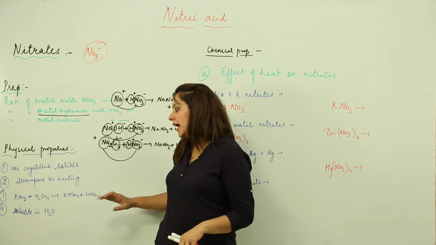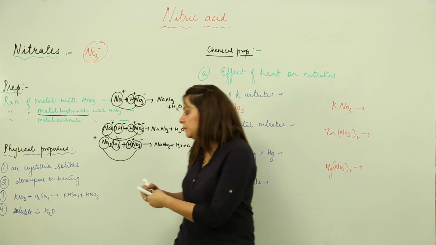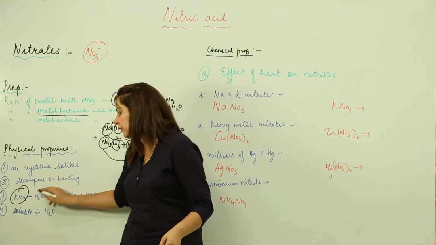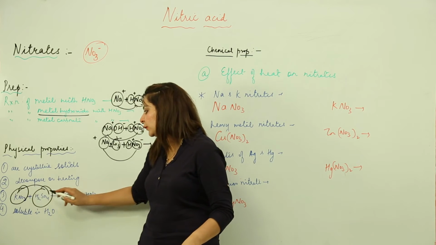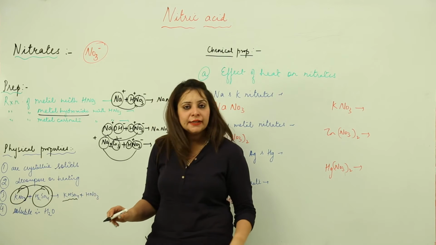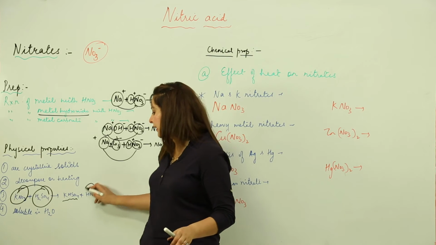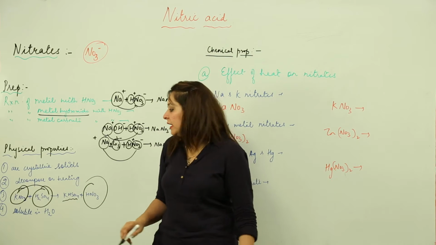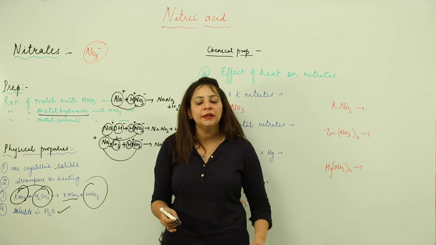Third, we can prepare HNO3 back by reacting any metal nitrate with sulfuric acid. When we do that, this K is going to react with SO4 and we get potassium bisulfate, or somehow we can also get potassium sulfate, and along with that we get our nitric acid. And the metal nitrates are soluble in water.